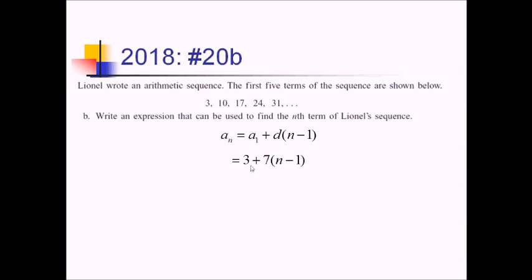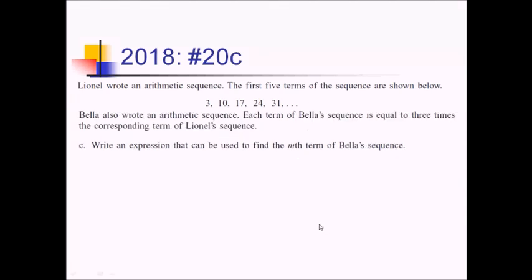But if you want, you can reduce this or simplify it. So we would have 3 plus 7n minus 7, and then adding 3 and negative 7, that would be a negative 4 that you could reduce this to. So negative 4 plus 7n would also be an expression that works. For part C, we have someone else in the story now.